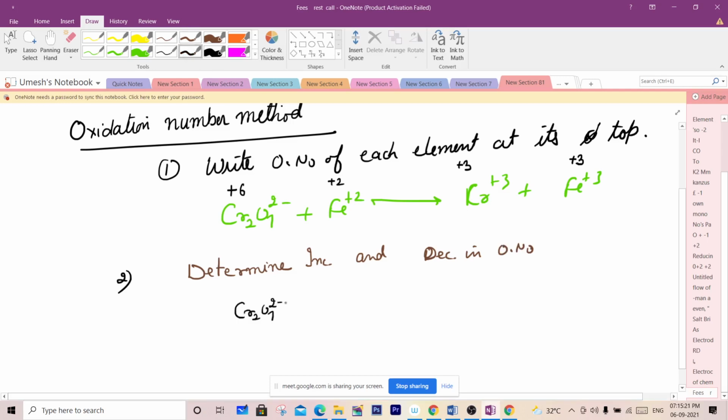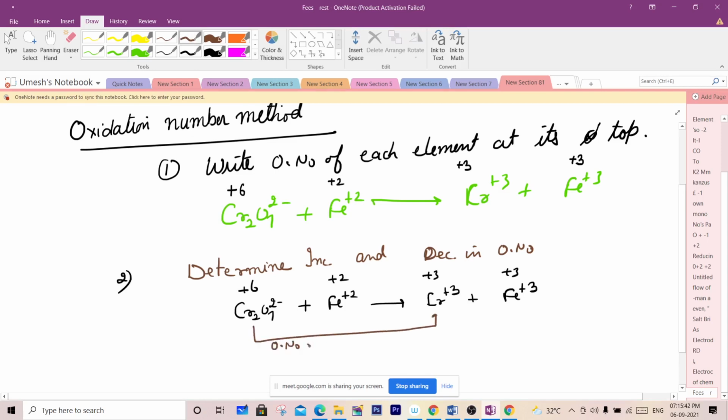Here we have Cr2O7 2 negative, plus 6, plus 2, plus 3, plus 3. For chromium, the oxidation number decreases by how much? 6 to 3, it is 3. Multiply by 2 is equal to 6 per atom. And iron, plus 2 to plus 3, oxidation number increases by 1. You got it now? For the 2 atoms it will be 6.